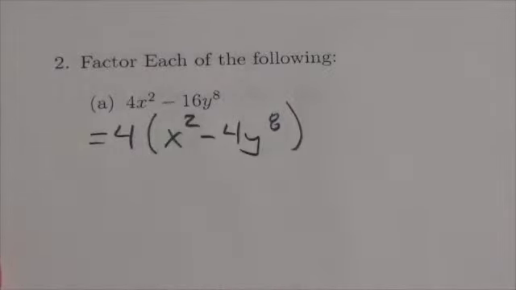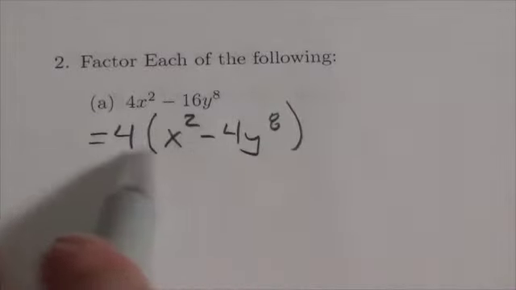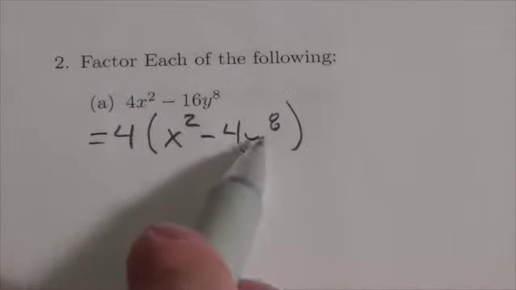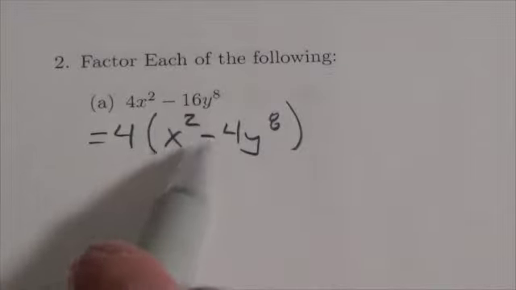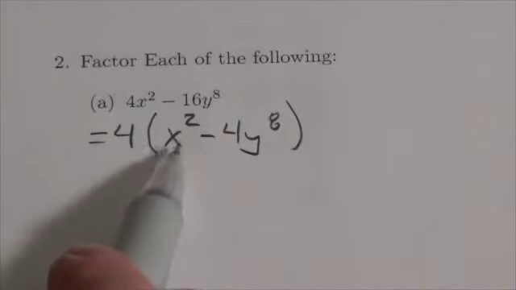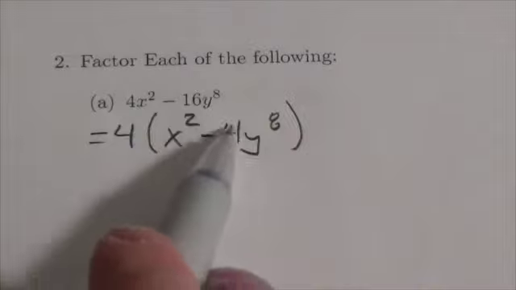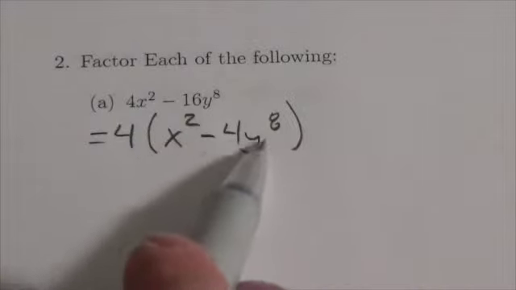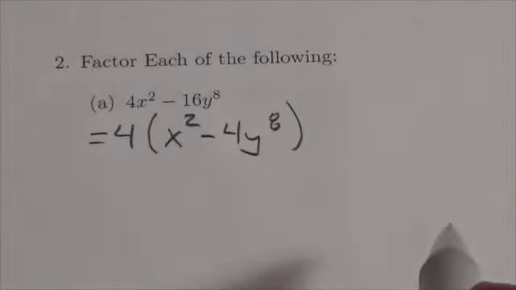Now, I can't move on. I shouldn't move on until I investigate what I just pulled out. I was left with an x squared minus a 4y to the 8th. So this is a difference of two terms. I'm just going to see, are these squares here? Well, x squared, yeah, that definitely is. 4 is a perfect square. Is y to the 8th a perfect square?